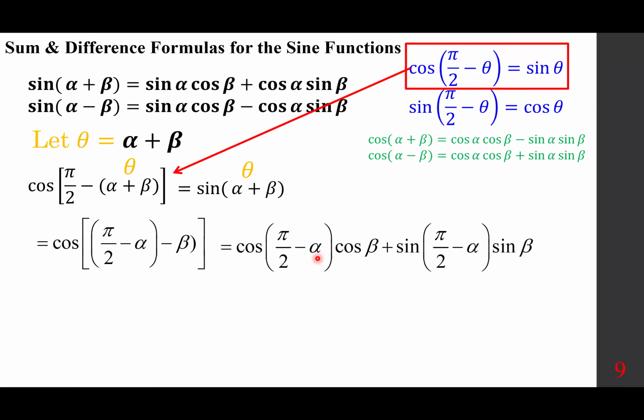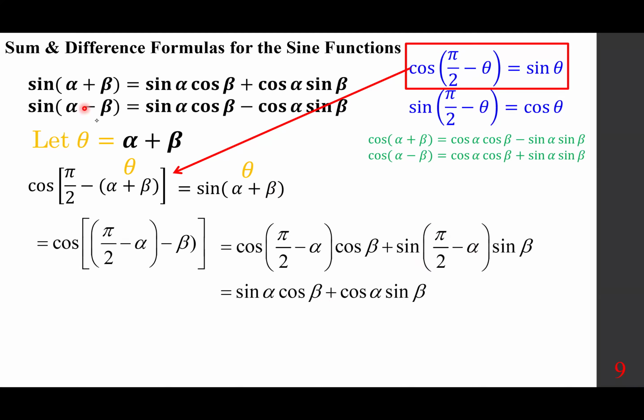What is cosine of pi over 2 minus alpha? According to this, cosine of pi over 2 minus theta is sine theta, so this must be sine alpha. What is sine of pi over 2 minus alpha? According to this, sine of pi over 2 minus theta is cosine theta, so sine of pi over 2 minus alpha must be cosine alpha. And believe it or not, we just proved sine of alpha plus beta is sine alpha cosine beta plus cosine alpha sine beta.